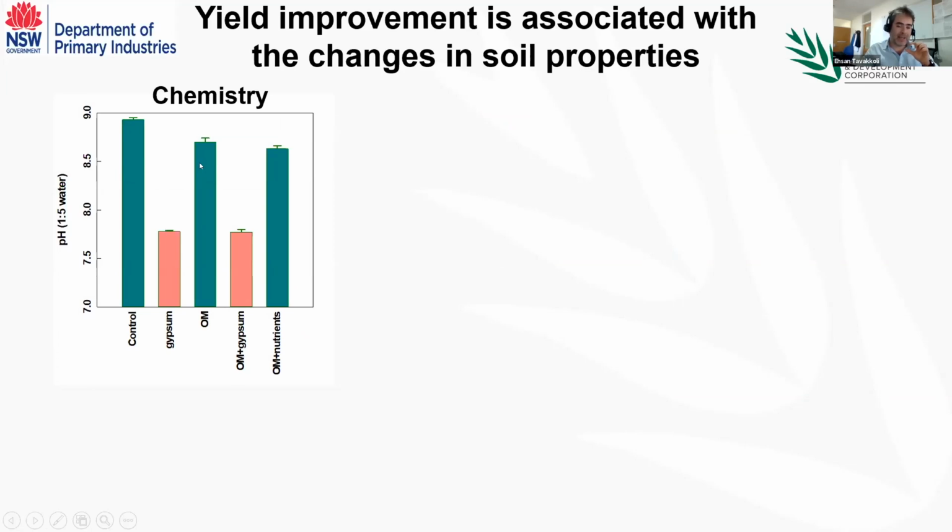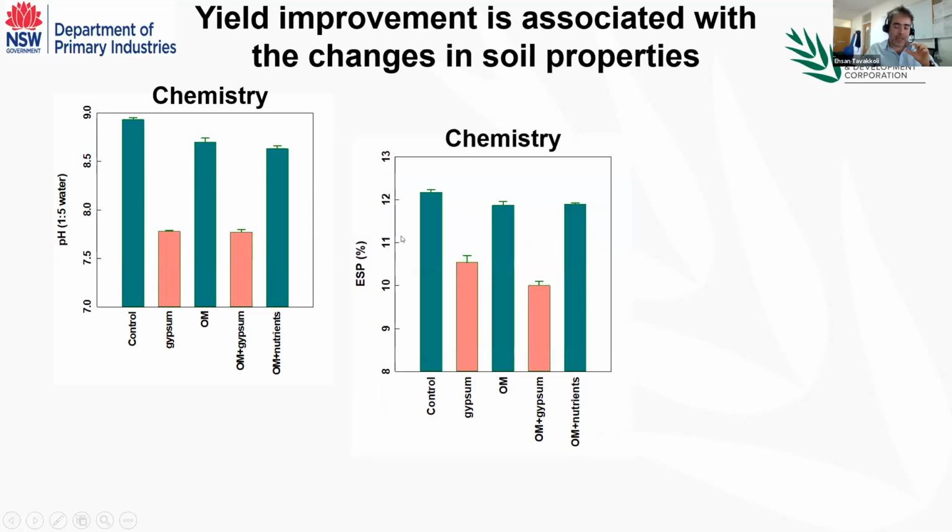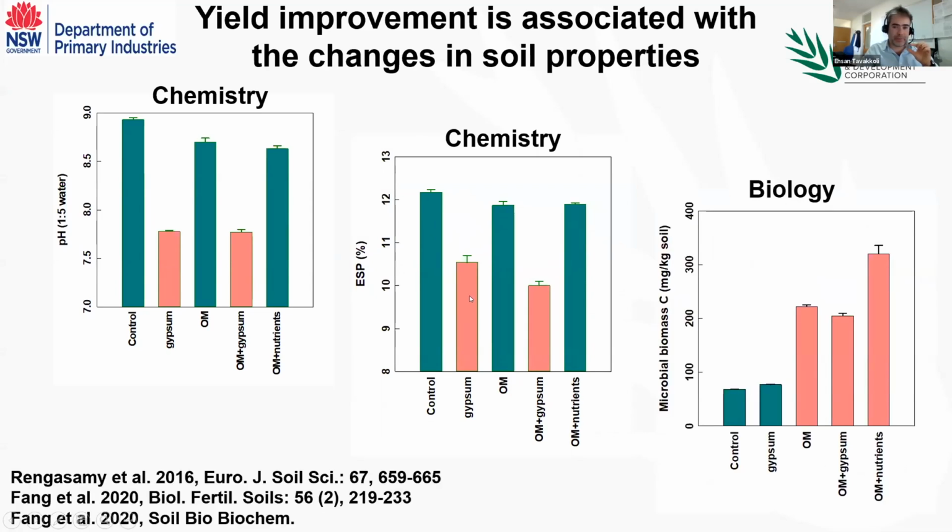Then you add organic matter, but organic matter doesn't do anything with the pH. It's just the gypsum effect that is making an influence. In terms of the sodicity, you also see a very little reduction in the soil ESP by adding gypsum. Again, organic matter doesn't have a major influence. So far from the chemistry point of view, we are just dealing with the effect of gypsum.